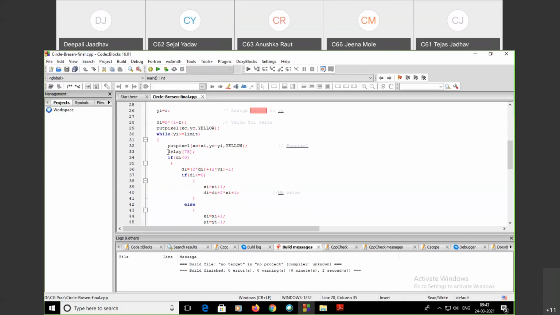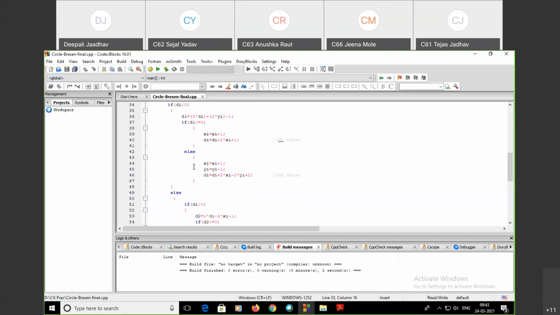Again I use delay here. This is the first put pixel, then delay, and then we calculate the remaining. If delta is less than 0, then calculate delta 1, small delta as we use in the pseudocode, delta 1. If this delta 1 is less than 0, then MH, meaning use the horizontal pixel. If this delta 1 is greater than 0, then the diagonal pixel.